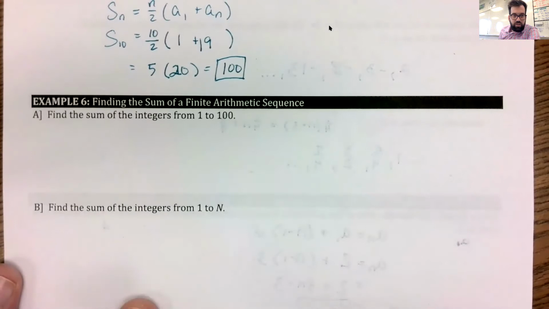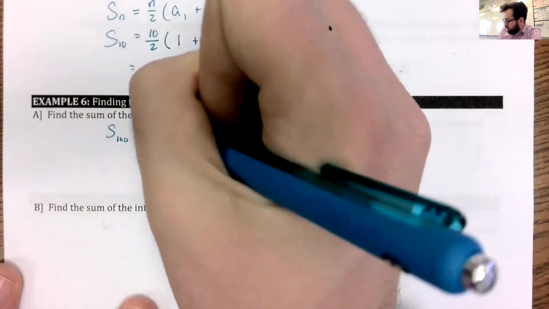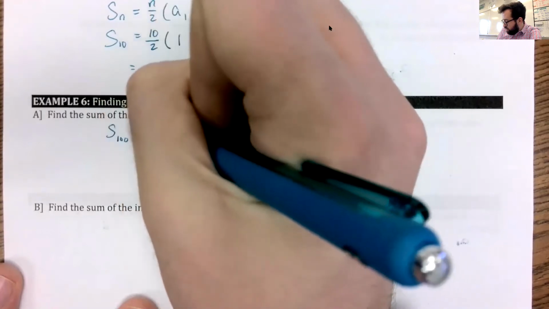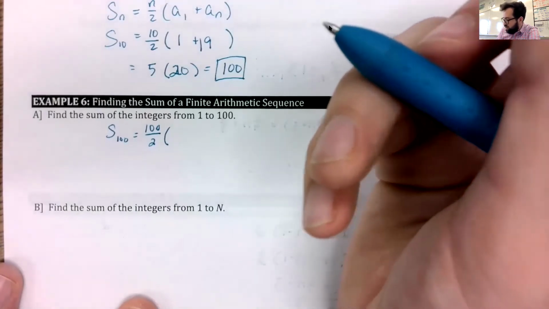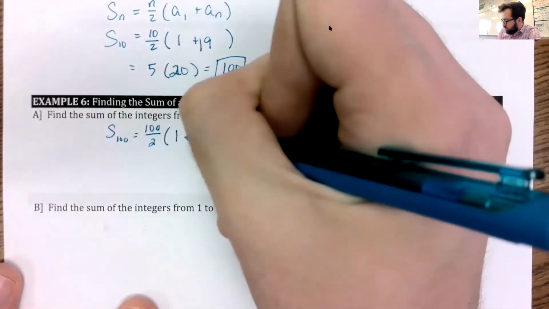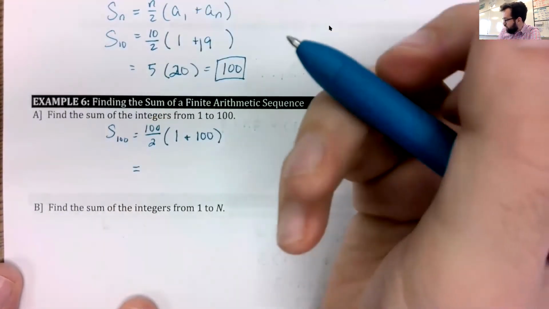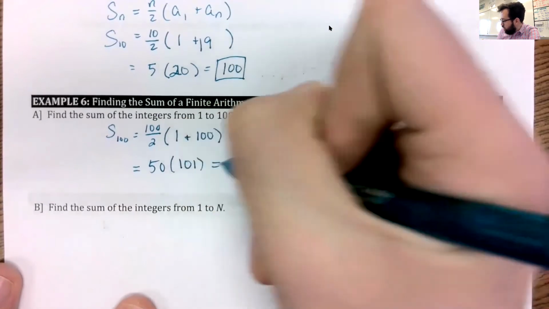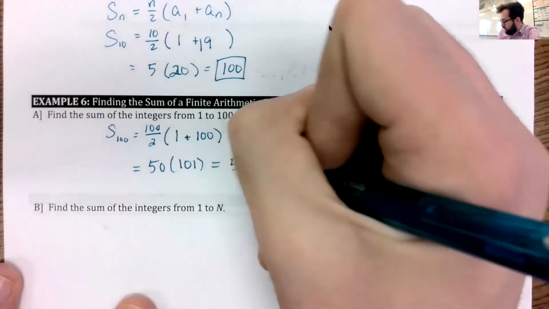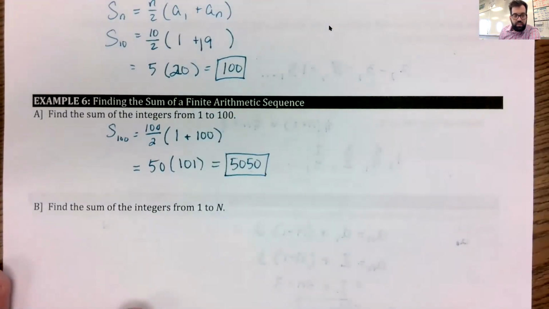So let's try example 6, finding the sum of a finite arithmetic sequence. Find the sum of the integers from 1 to 100. All right, so that's 100 numbers. So we're going to do 100 over 2. Remember, integers just mean all the whole numbers from 1 to 100. The first term is going to be 1. The last term is going to be 100. So all we have to do is calculate this, and that'll be the sum of all the numbers. So 100 divided by 2 is 50. 1 plus 100 is 101. You multiply 50 times 101, and we get 5,050. And that is the sum.